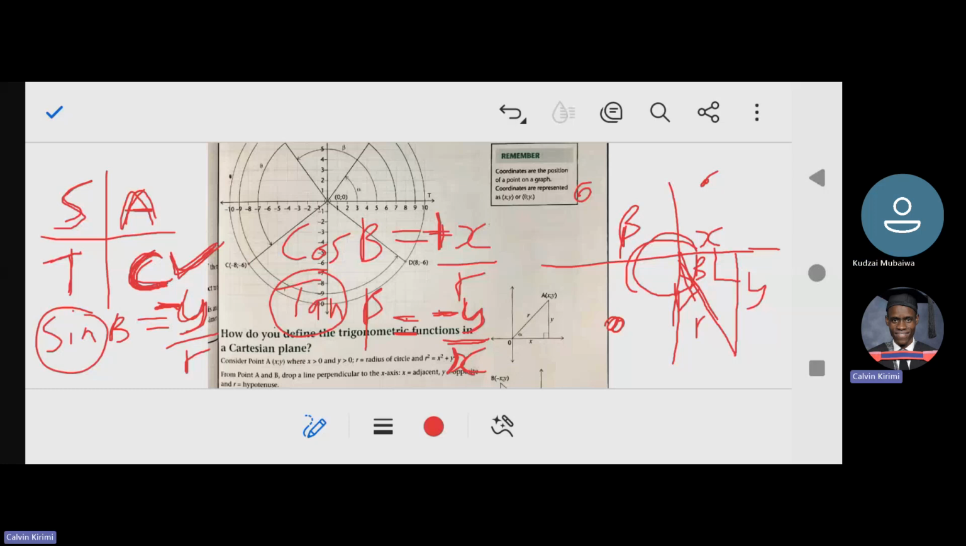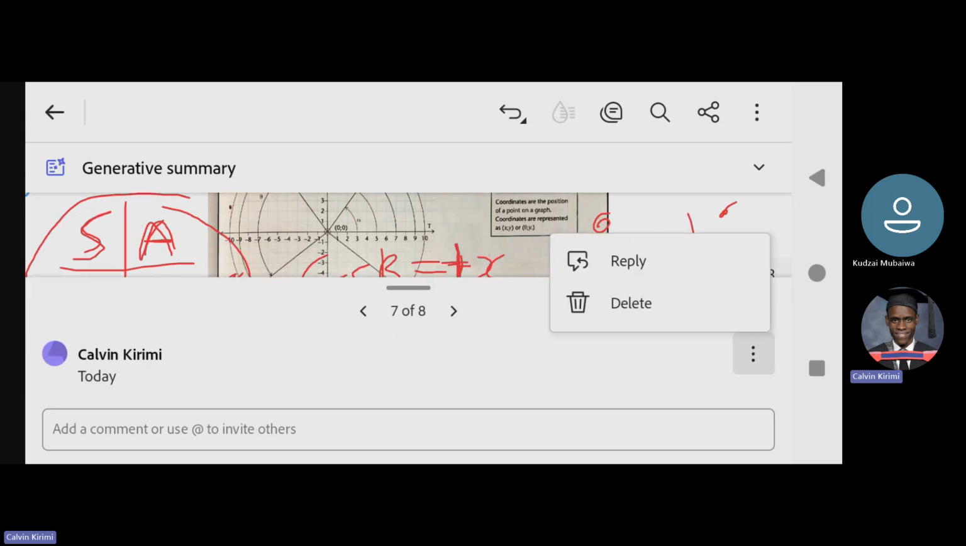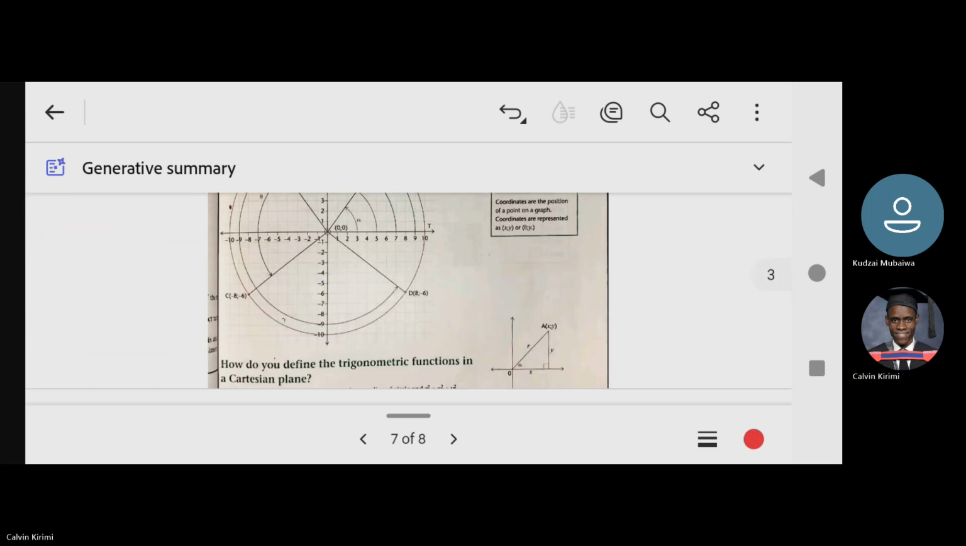When you are done finding, don't rush to say it's negative. First, put the trig ratio. When you are done, use the diagram to determine the sign which you are supposed to put. Okay? So I will give you some questions so that you practice.